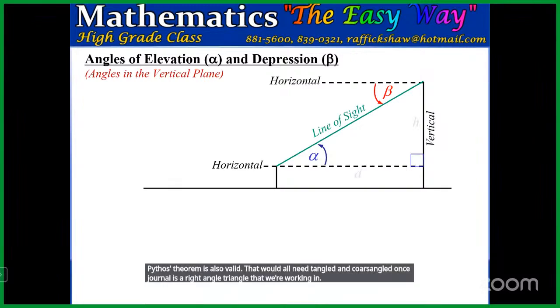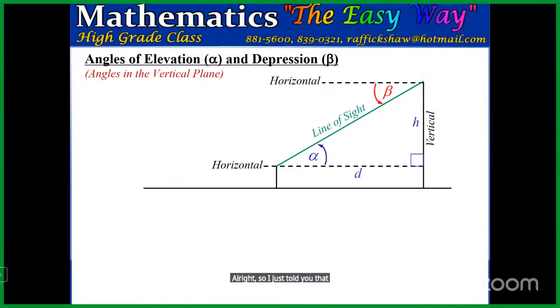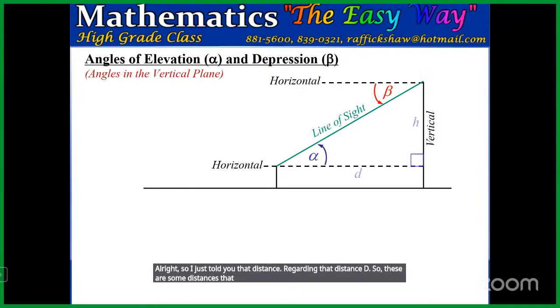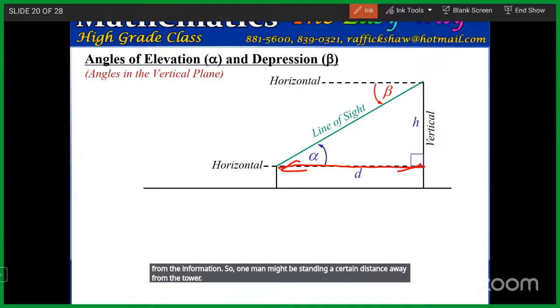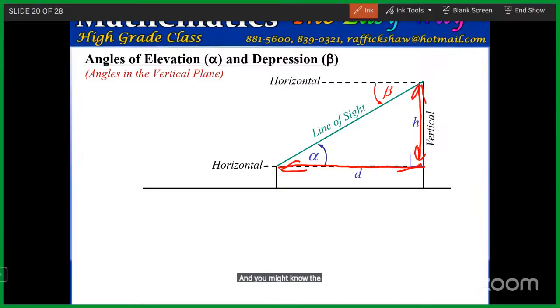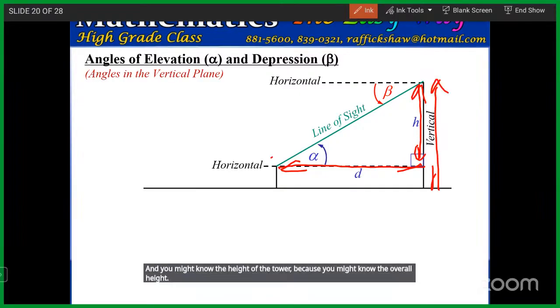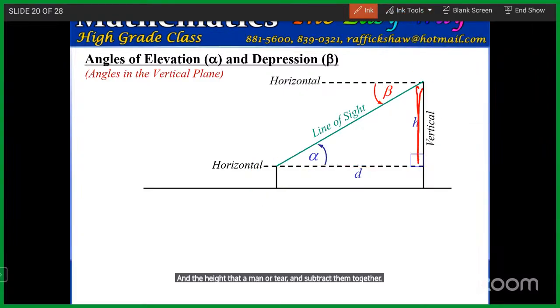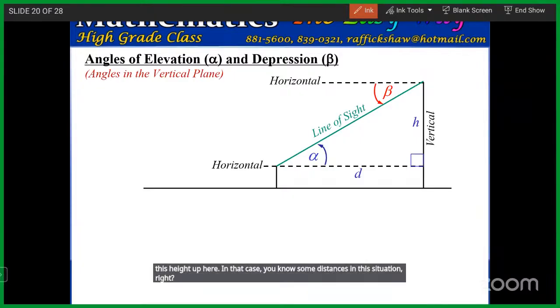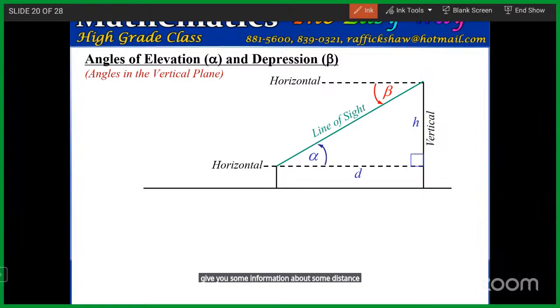All right, so I just told you that distance, we're calling that distance d. So these are some distances that you might know from information. So one man might be standing a certain distance away from the tower, and you might know the height of the tower because you might know the overall height and the height of the man out here, and subtract them to get this height up here. In that case, you know some distances in this situation, right? They give you some information about some distances, so you can do your trigonometry. All right.